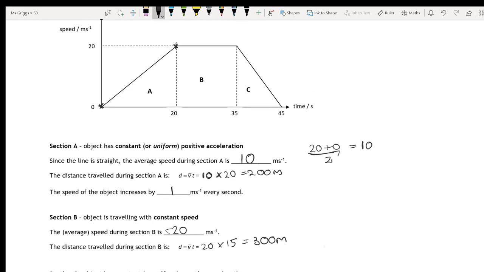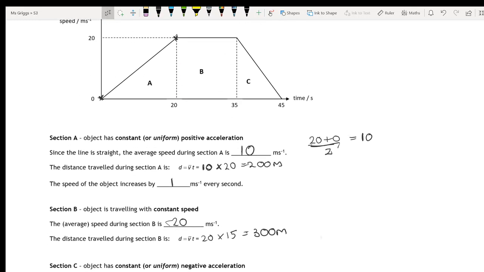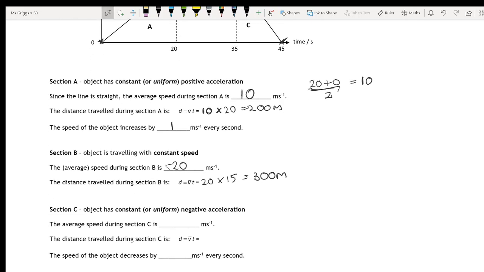Section C, the constant or uniform negative acceleration. The average speed, so we've got 2 speeds, we've got that one and we've got that one. So 20 and 0, so 20 plus 0 divided by 2, which is 10. So the average speed is 10 again. The distance travelled is the average speed times the time. So it's only got 10 seconds, so it's 10 times 10, which is 100 meters.